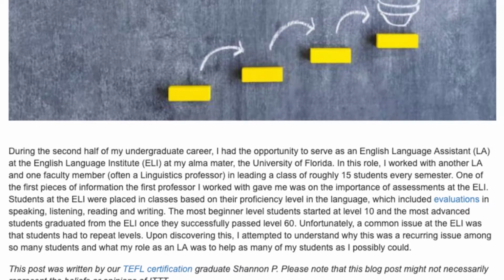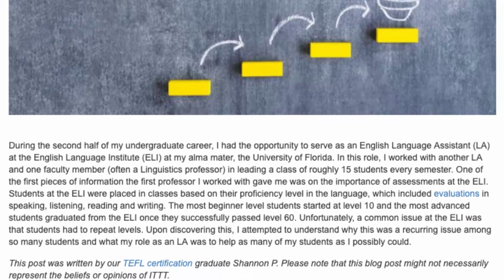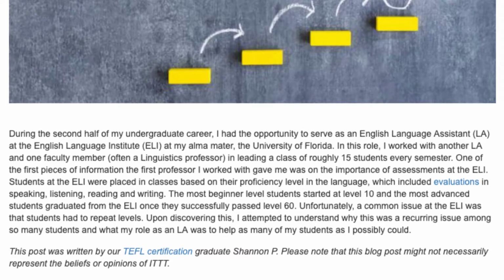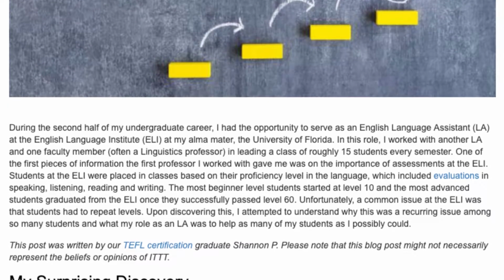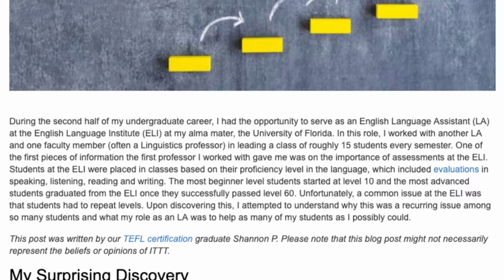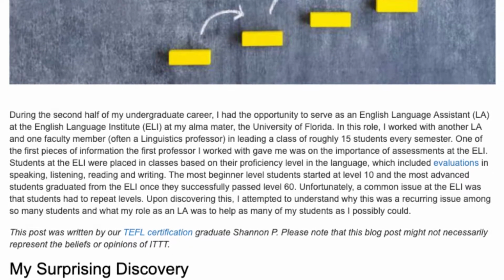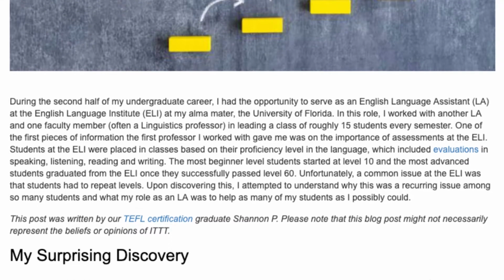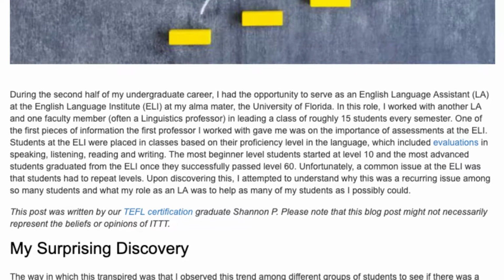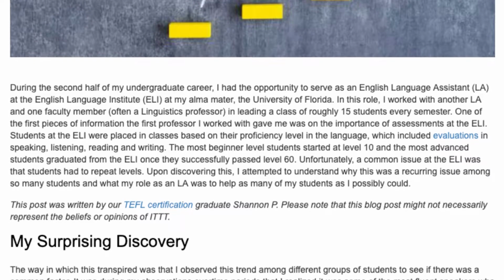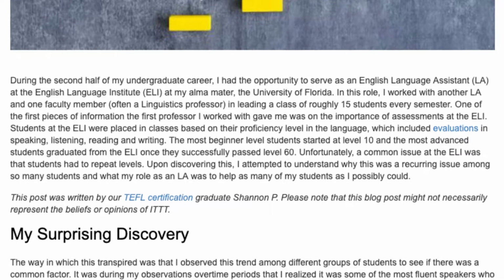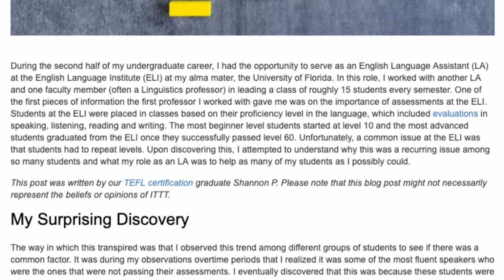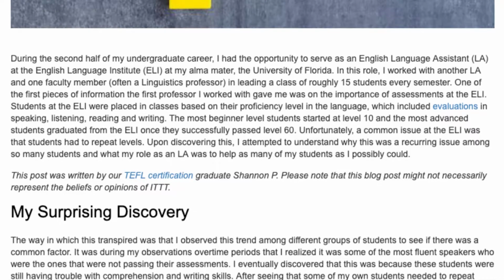One of the first pieces of information the first professor I worked with gave me was on the importance of assessments at the ELI. Students at the ELI were placed in classes based on their proficiency level in the language, which included evaluations in speaking, listening, reading, and writing. The most beginner-level students started at level 10, and the most advanced students graduated from the ELI once they successfully passed level 60. Unfortunately, a common issue at the ELI was that students had to repeat levels.